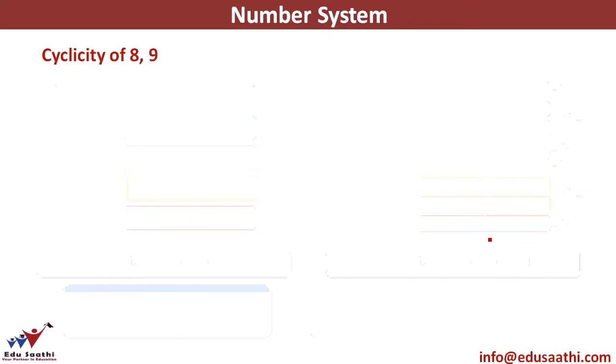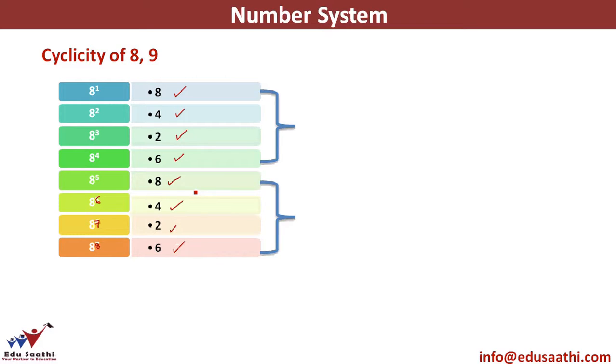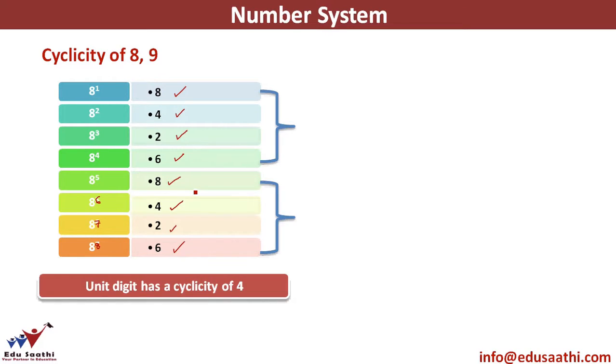Let's move ahead and let's look at the cyclicity of 8 and 9. 8 raised to power 1, 8, 8 square 64. 8 raised to power 3 will end up with 2. 8 raised to power 4 ends up with 6. 5 again ends up with 8. 6 ends up with 4, 7 ends up with 2 and 8 ends up with 6 again. So if you look at this case, 8 again has a cyclicity of 4. Unit digit 8 has a cyclicity of 4.